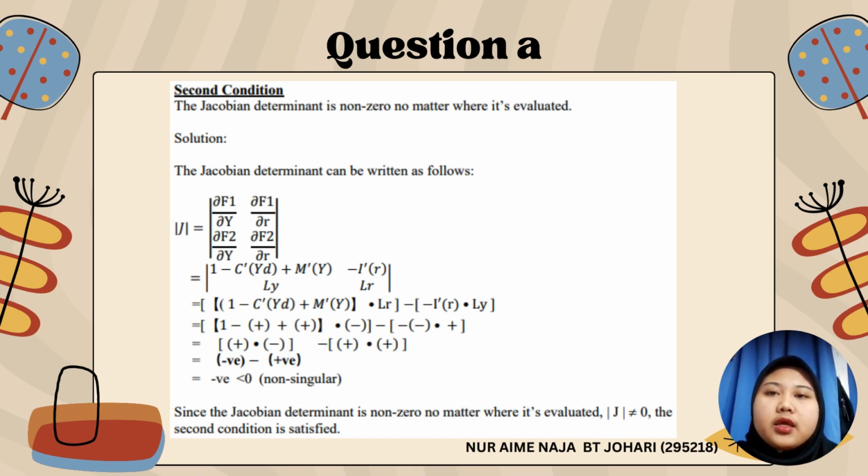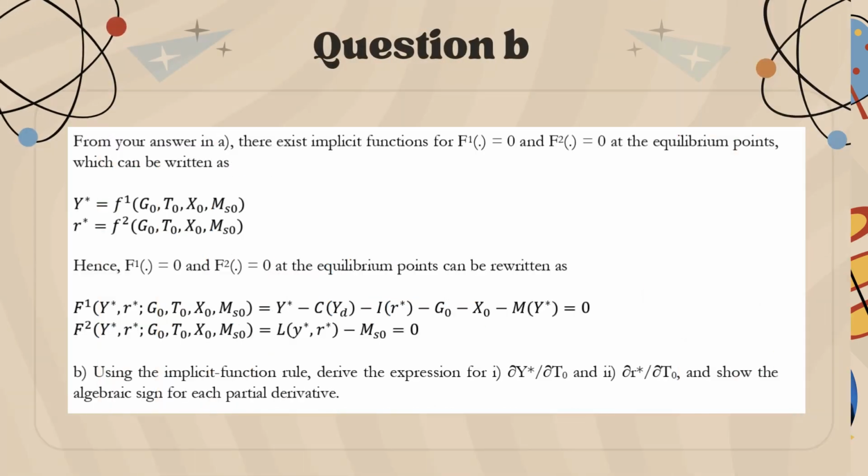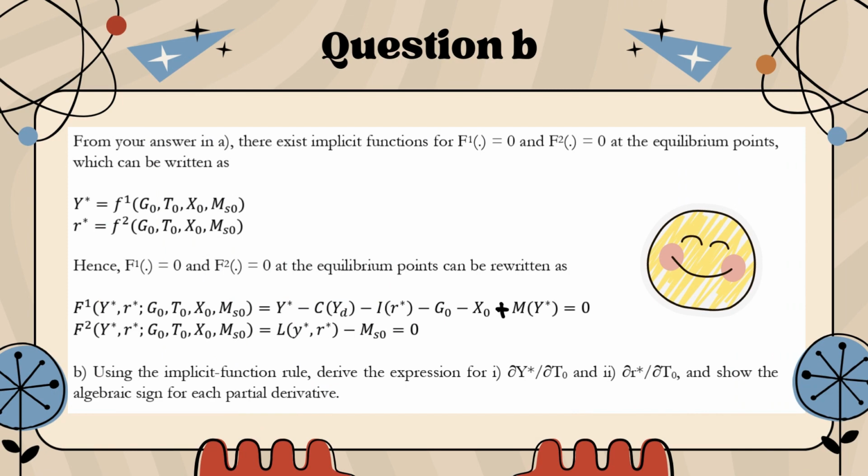So, input the values into the format and it becomes 1 minus the derivative of c with respect to yd plus the derivative of m with respect to y, negative derivative of I with respect to r, the partial derivative of l with respect to y, and the partial derivative of l with respect to r. So the answer that we get is negative, which is less than 0 and non-singular. Since the Jacobian determinant is non-zero, no matter where it is evaluated, the second condition is satisfied.